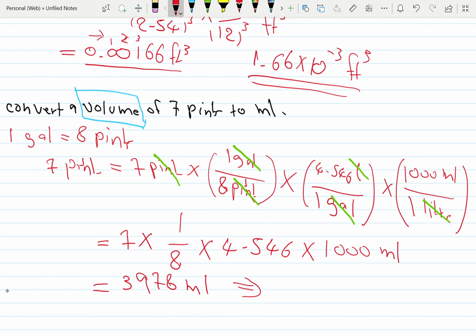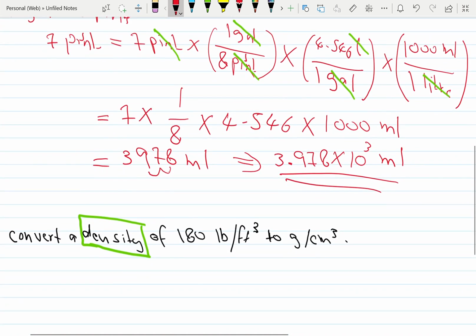So if I say here 1, 2, 3, and I will put the 3 out there, 3.978 times 10 to the power, how many? 3, yeah, 3 milliliter. That should be the final answer. Okay, so that is for the volume.